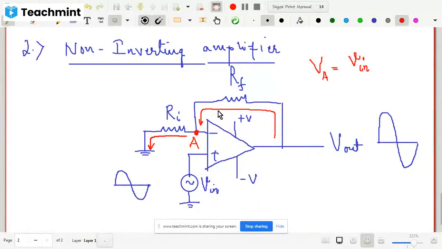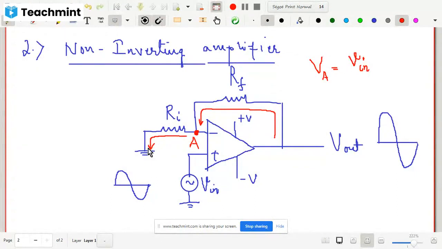Same current, because the current will come to this point, and from this point it will not go to this side, because the input impedance of op-amp is very high. So whatever current is flowing through this, all the current will flow through Ri also. The same current will flow through Ri. This important point you should note down.